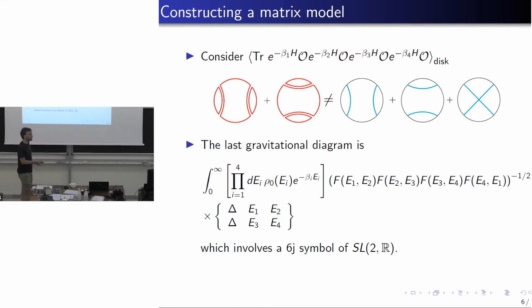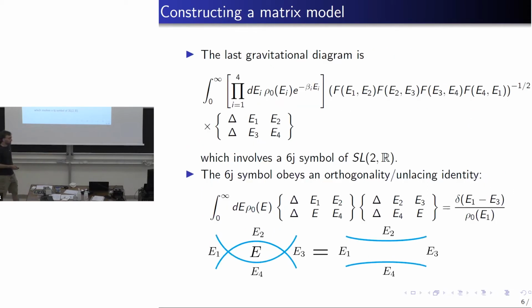That's not terribly important. This f function isn't terribly important in this talk. The real star of the show in this talk is going to be the function you have to include every time you see an intersection of two blue lines. So when you have an intersection of two blue lines, you're instructed to put down this new special function called a 6J symbol of SL2R. It depends on the 4 adjacent energies to this intersection. And this has very important properties that we will exploit later.